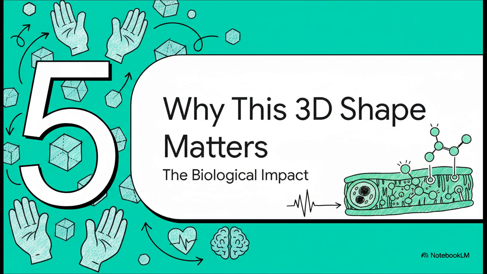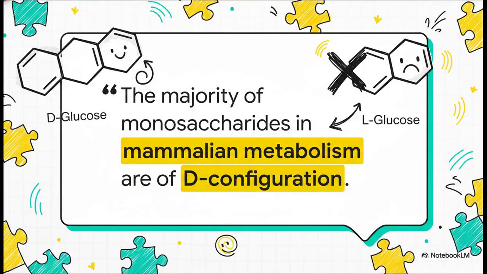But you might be wondering, does this actually matter in the real world? And the answer is a huge yes. In fact, it matters inside every single one of us, every single day. And this is really the key takeaway from all of this. Our bodies are incredibly picky. As this quote points out, we almost exclusively use what's called the D configuration for sugars. Our cells can actually tell the difference between D-glucose and its perfect mirror image L-glucose.